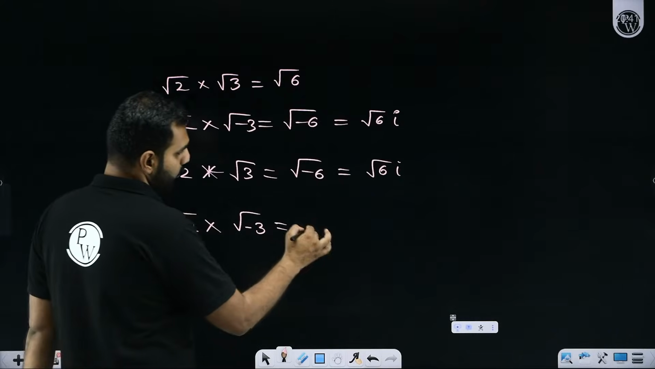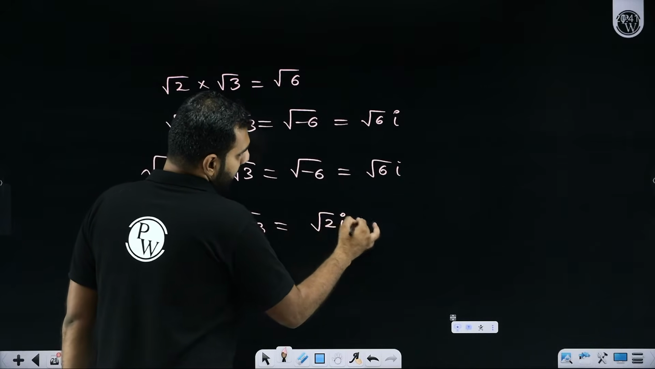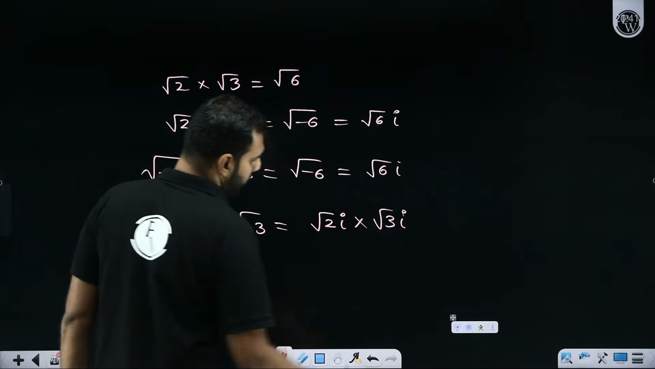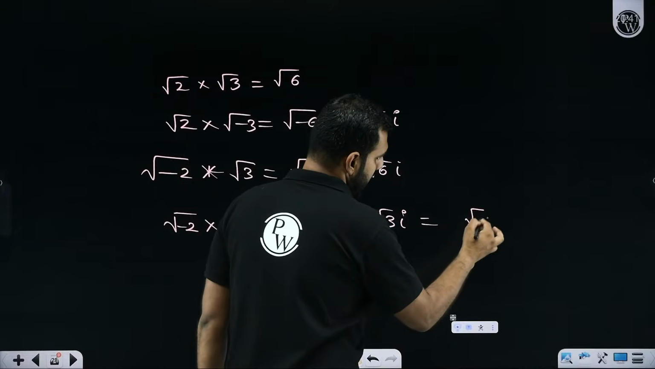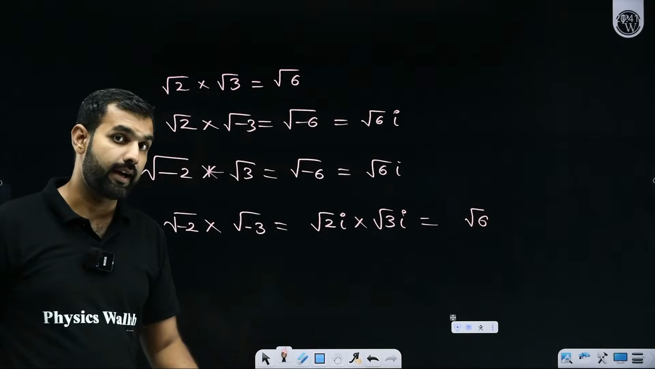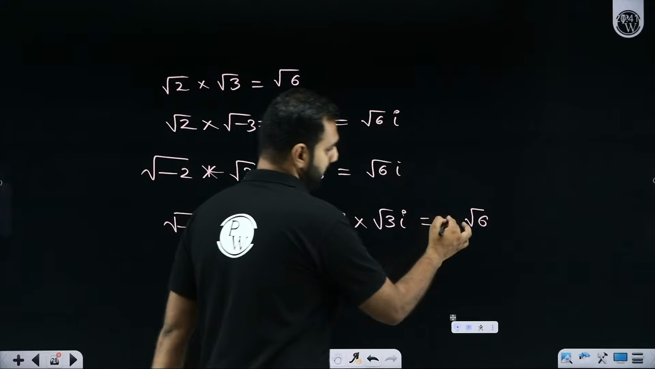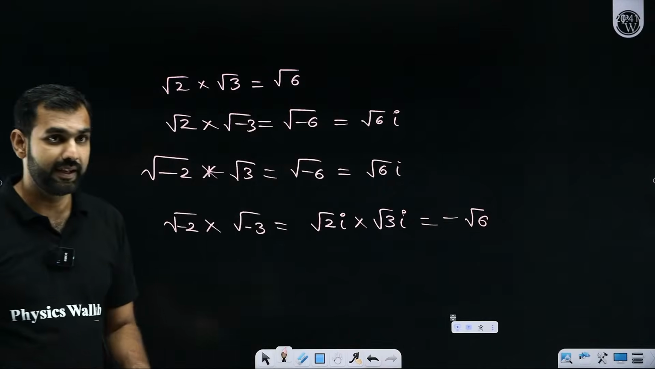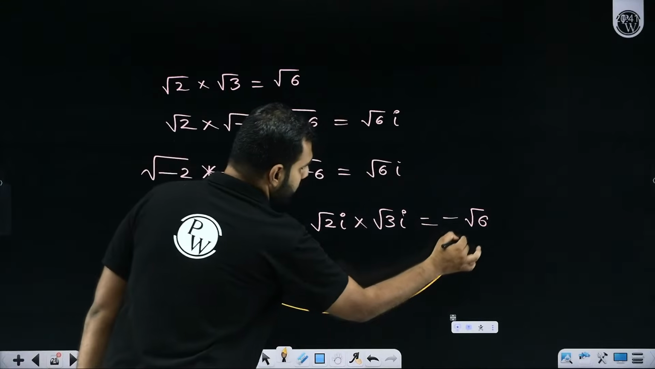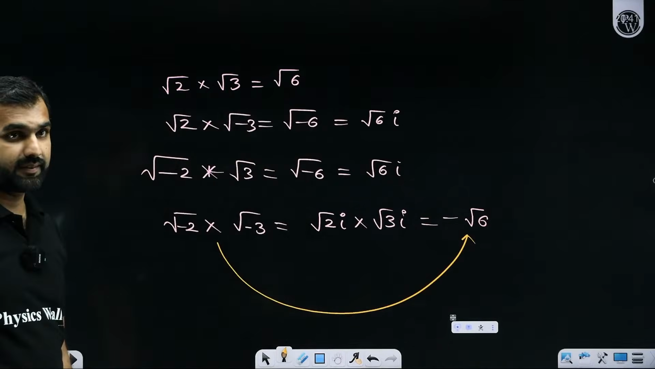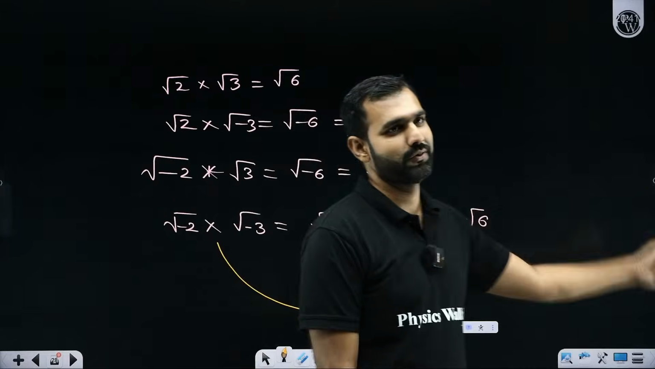Under root over minus 2 is root 2 iota. Under root over minus 3 is root 3 iota. And now root 2 into root 3 is root 6, and iota into iota is iota square, which is minus 1. So can you believe this? Yes. Under root over minus 2 into under root over minus 3 is not plus 6. It is minus of under root 6.